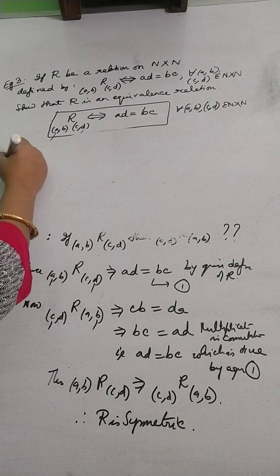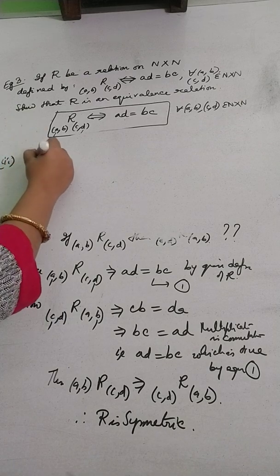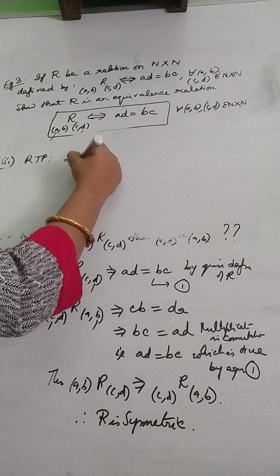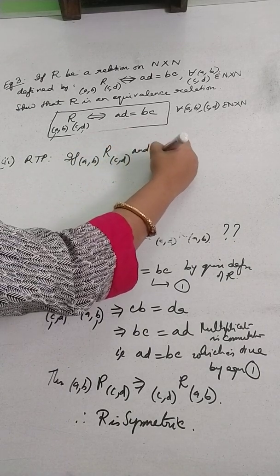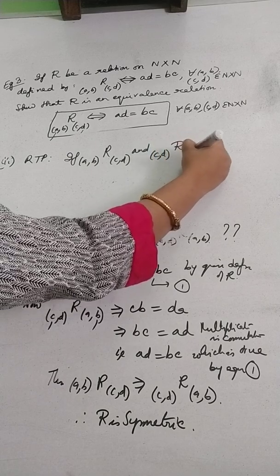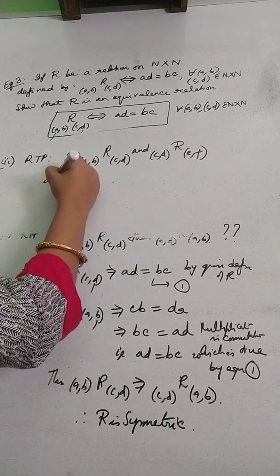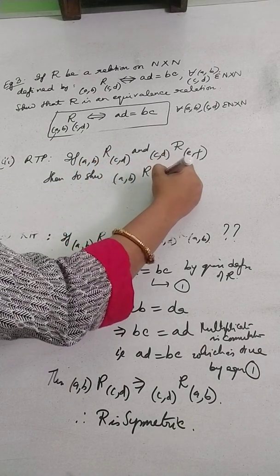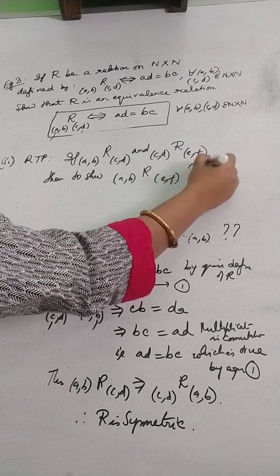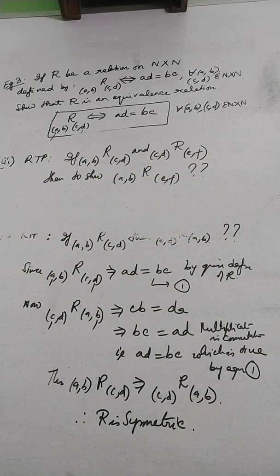So part 3 is that I have to show, or am required to prove, that if AB is related to CD and CD is related to something else, suppose EF, then AB is related to EF. That is, if AB is related to CD and if CD, I assume, is related to EF, then I have to show whether AB is related to EF or not.